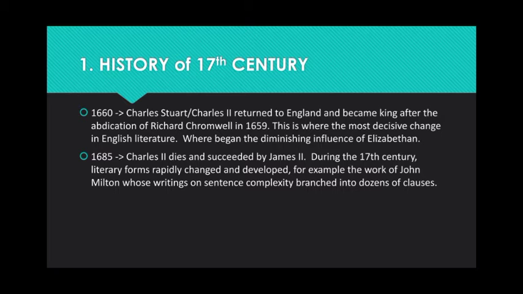in 1659. This is where the most decisive change in English literature began, with the diminishing influence of the Elizabethan. In 1685, Charles II died and was succeeded by James II. During the 17th century, literary forms rapidly changed and developed. For example, the work of John Milton, whose writings on sentence complexity branch into dozens of classes.